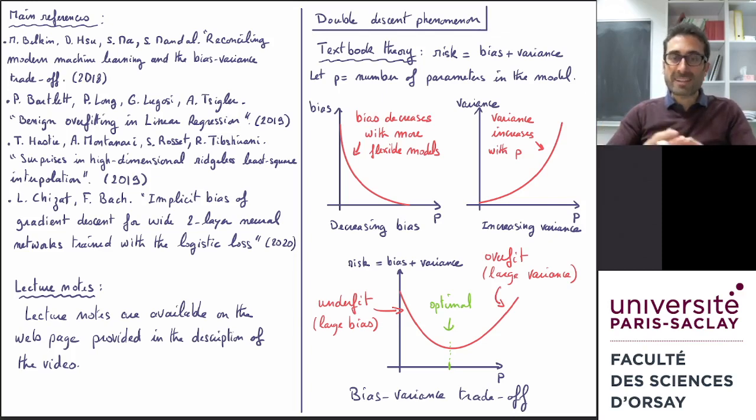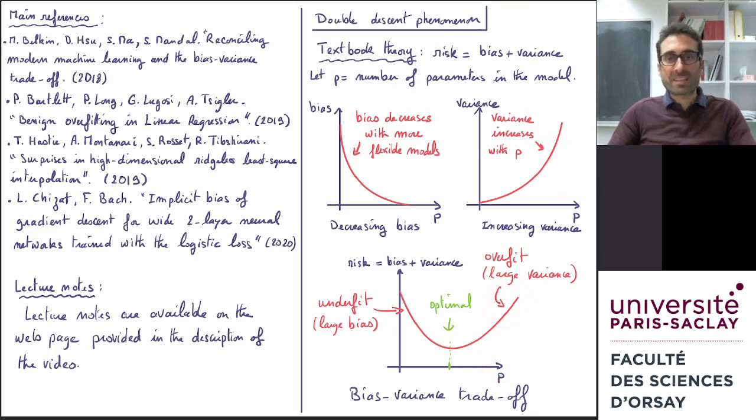The classical figure that you have in your textbook is that if you look at the risk, which is the sum of the bias and the variance, it should be the sum of this curve and this curve. So you end up with this smiley curve. What it tells you is that if you have a low complexity, then you will have a large bias, so you will have a large risk. So you underfit your data, which is due to the large bias. And when you have a large complexity, you will have a large variance. So you will have at the end a large risk and you will overfit the data.